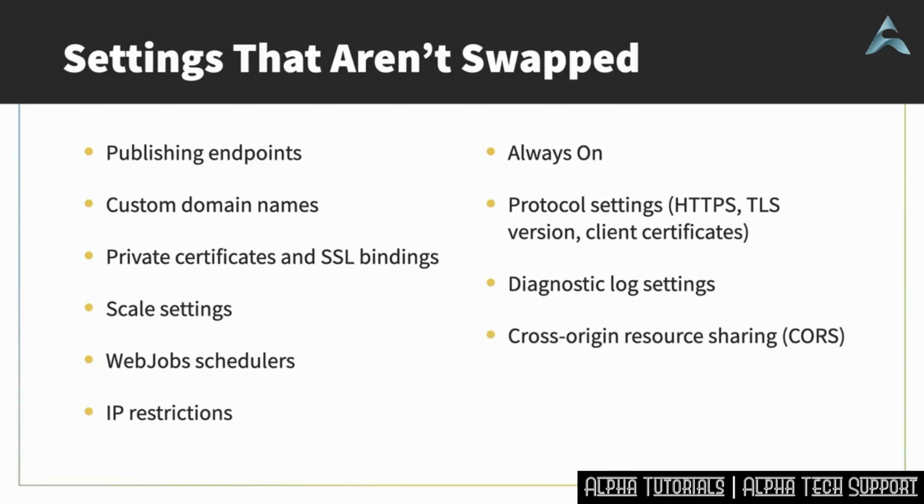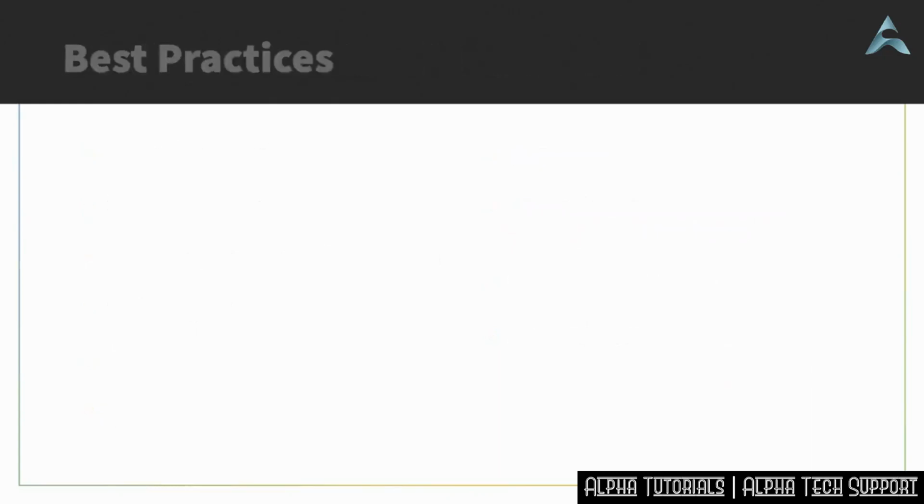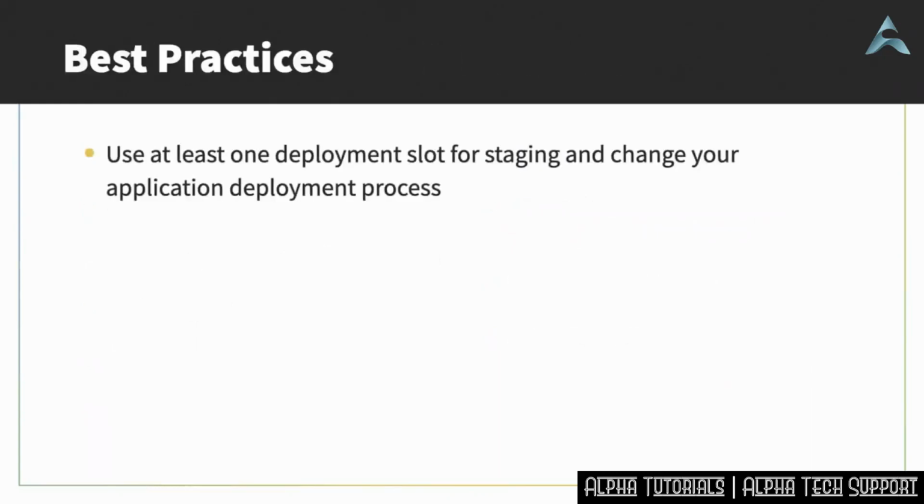So pay attention to this if you're using App Service slots, because you just can't use those for swapping. And of course, the best practice in all of this is to always use at least one deployment slot for staging, and then change your application deployment process to use that. Never deploy directly into the production slot. Even if it's the last step in your DevOps process, you never deploy directly into the production slot. You always deploy to another slot, and then you do the swap.